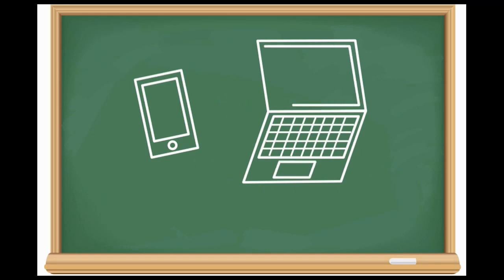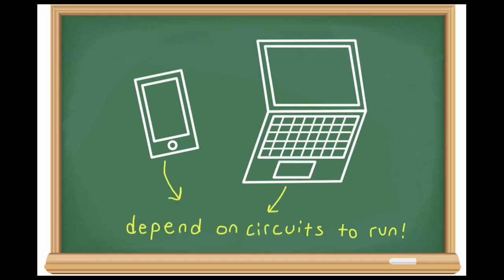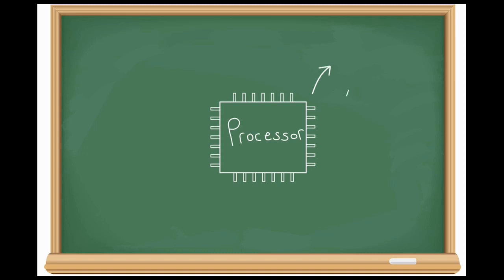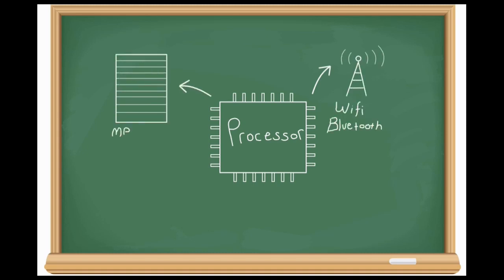Most of the important electronic devices in your life, like your phone and your laptop, depend on circuits to run. For example, if we look inside any of these devices, we'll probably find a digital processor that connects to some other circuits that allow for wireless connectivity, such as Wi-Fi or Bluetooth. We'll also find a memory that holds things like your data and your files, and also some sensors that measure things like temperature or maybe even your heart rate.